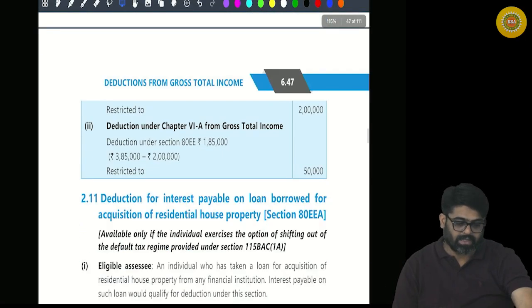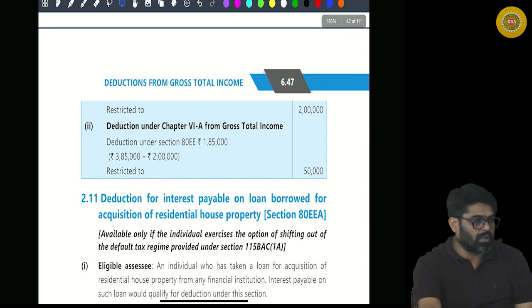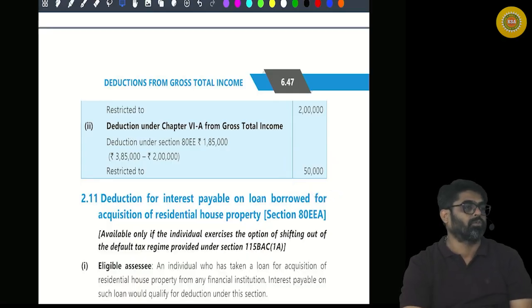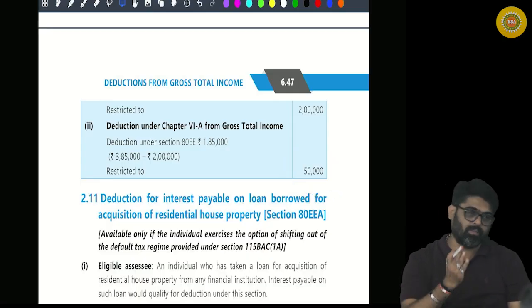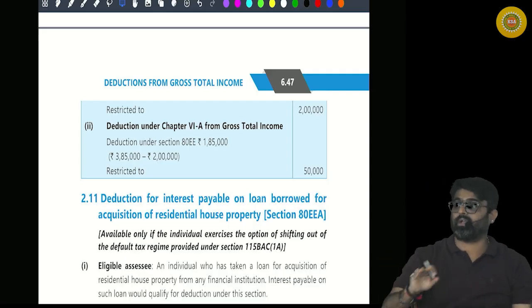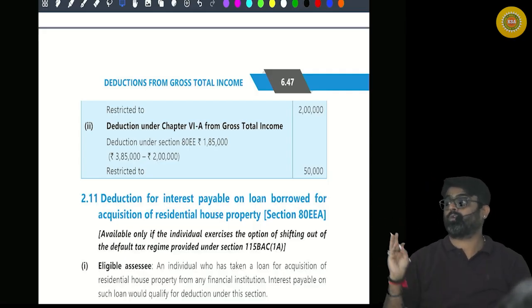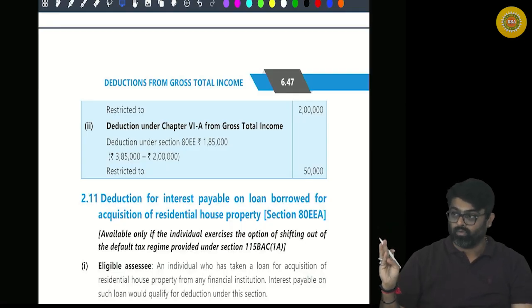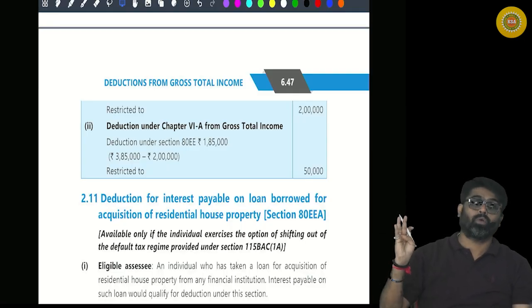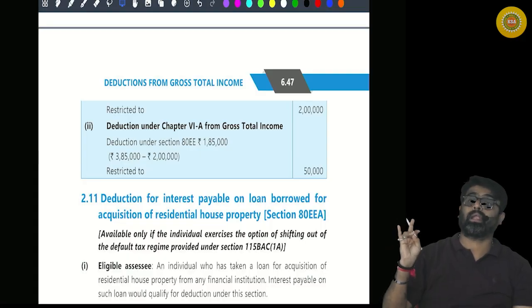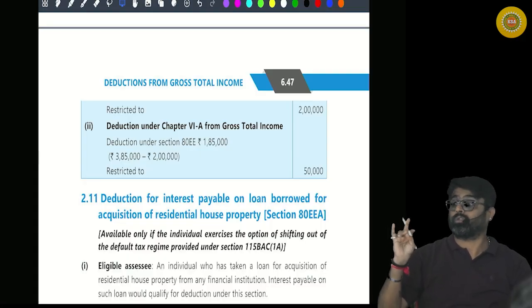Bring it under 80 EE and it will be allowed subject to a maximum of 50,000. Getting my point? So that balance 1,85,000 will be allowed under 80 EE. Why? Because conditions of 80 EE are fulfilled. Loan was sanctioned in 16-17. Value of the property was not more than 50 lakhs. And the loan amount was not more than 35 lakhs. And the loan was taken from any bank or housing finance company.